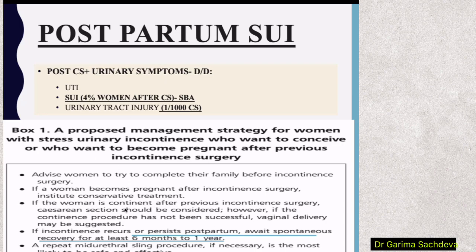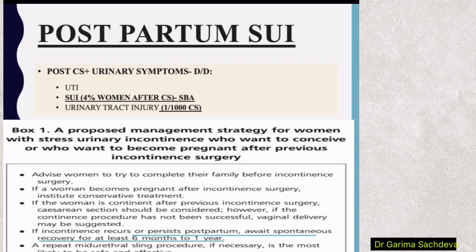If a woman is continent after the previous incontinence surgery, cesarean section should be considered because vaginal delivery has a higher chance of recurrence of the symptoms. However, suppose the continence procedure was not successful. If she is continent after the surgery, then you do cesarean section. If she already has incontinence, then whether you do vaginal delivery or cesarean, it will not make any difference. Vaginal delivery plays a role because of the injury and laxity of the perineal muscles.